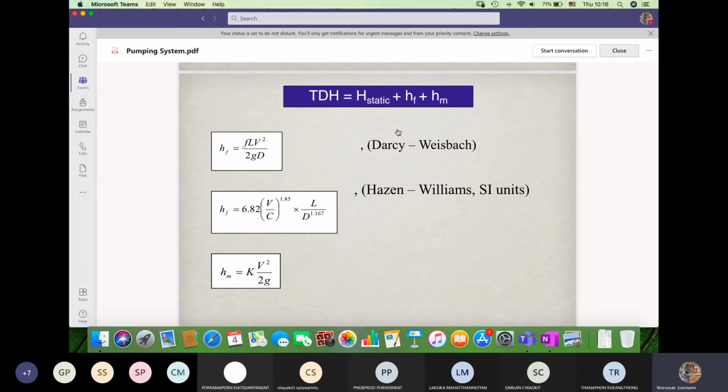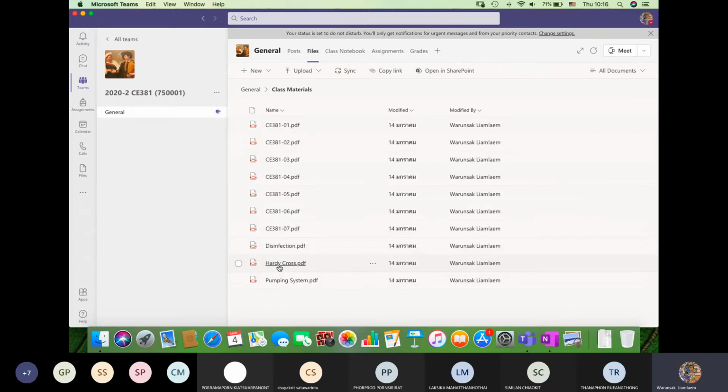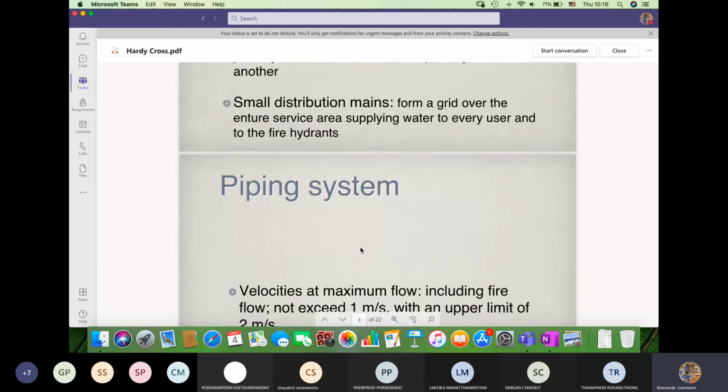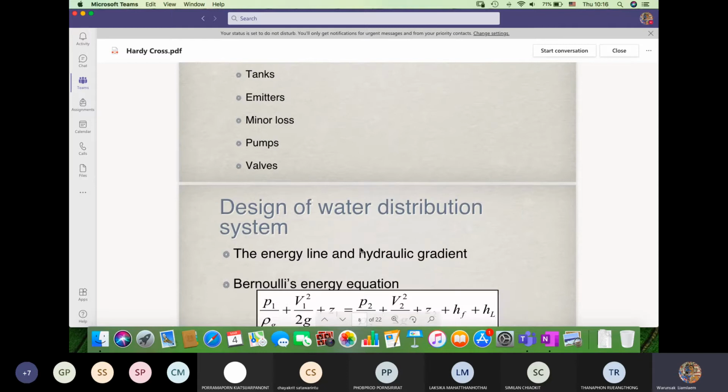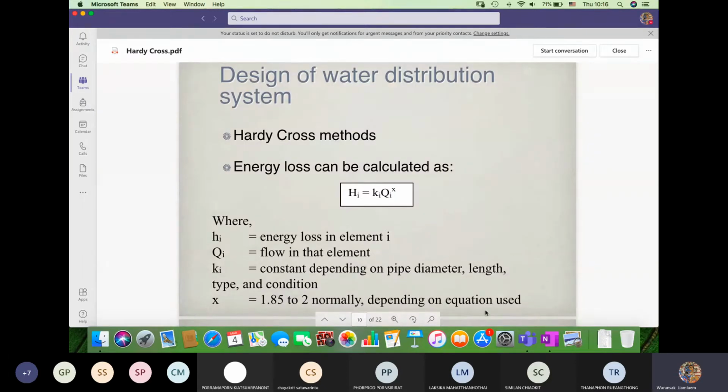1.85. That is why, according to the loss determination, for the flow rate to the power of x, x refers to 1.85 or 2, depending on the equation used. And what about k? K is the constant. It is a combination of the length, diameters, and other friction loss coefficients, the friction factor, or the Hazen-Williams constants. A combination of these parameters is represented by k, and k of the element i is given like this.